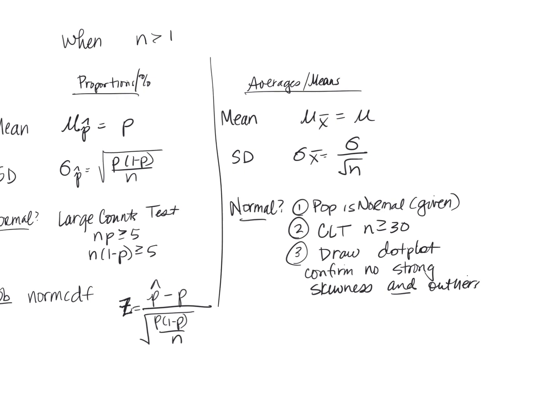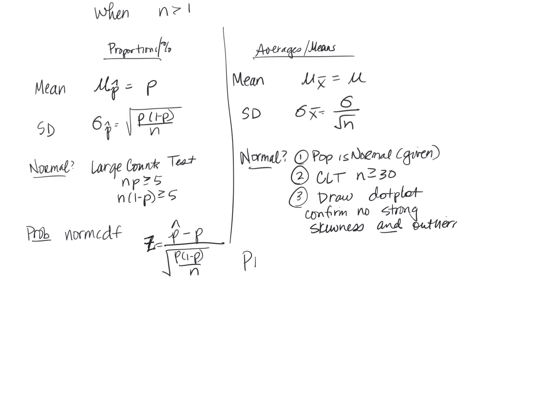All right? Then, when you're finding the probabilities, we're going right back to normcdf. The z-score formula for a sample mean would be x bar minus mu, divided by sigma divided by the square root of n. That is on your chart as well.